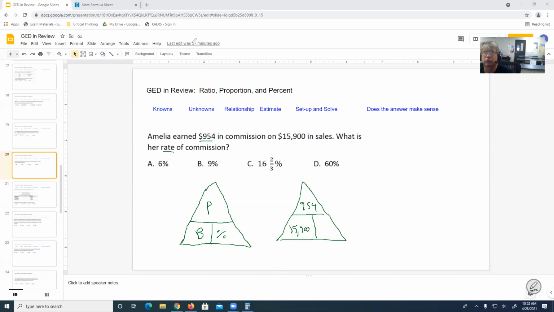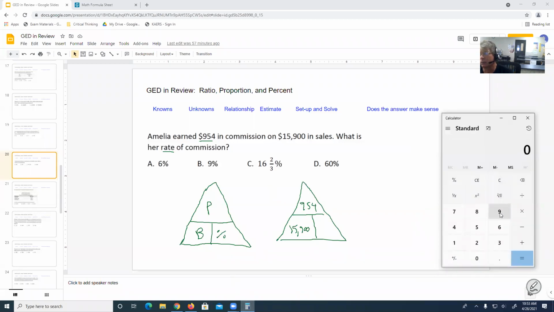So using my calculator, I can go 954 divided by 15,900, hit enter or equals, that gives me 0.06. Now remember, that's in a decimal format, 0.06. To make it a percent, you would still have to move the decimal back 2 places to the right and stick on a percent symbol, which is going to be 6%.